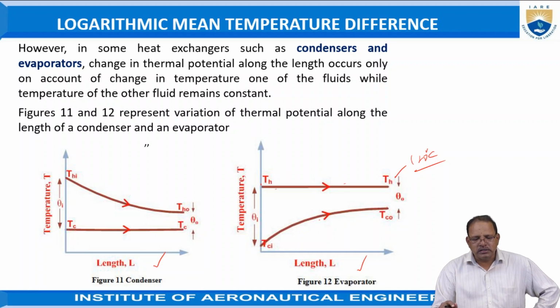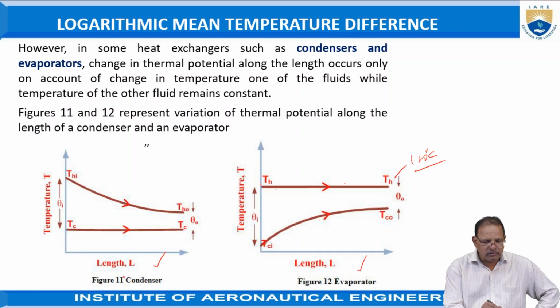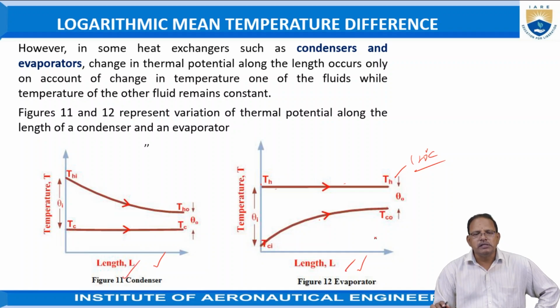So in these exchangers, condenser and evaporator, the change in thermal potential along the length occurs only on account of the change in temperature of one fluid, while the temperature of the other fluid always remains constant. The figures 11 and 12 represent the temperature changes when the two fluids are moving in the same direction. In the case of a condenser, the temperature of the hot fluid remains constant, but in the case of an evaporator, heat energy flows from one fluid to another by using its latent heat.